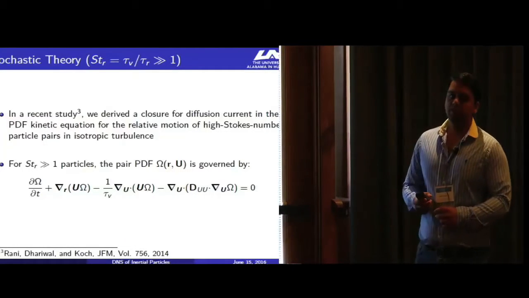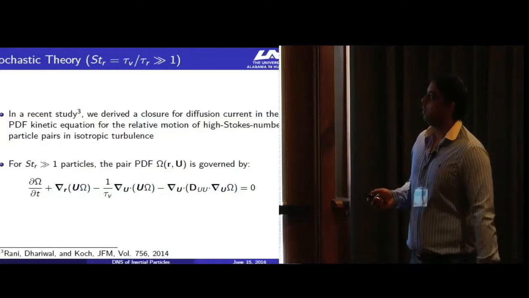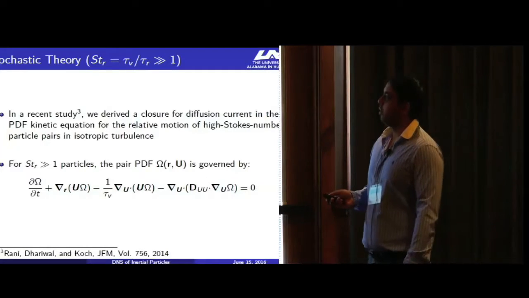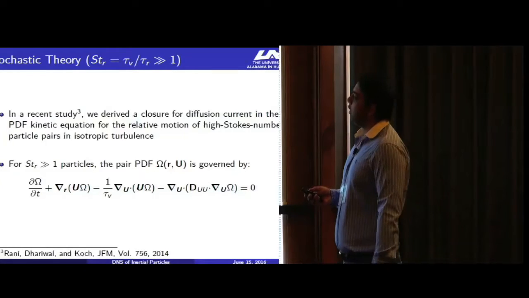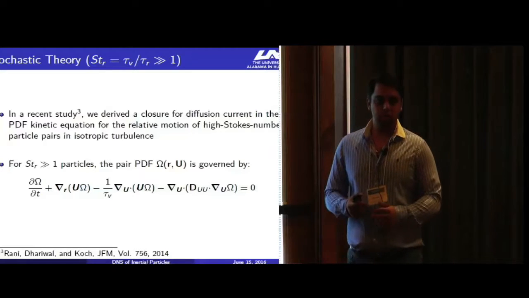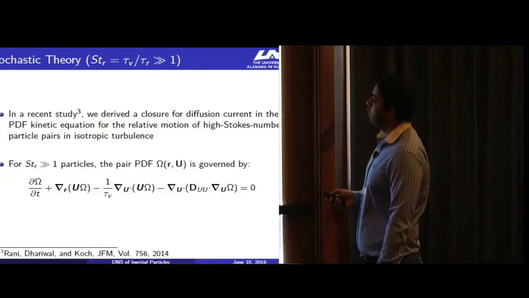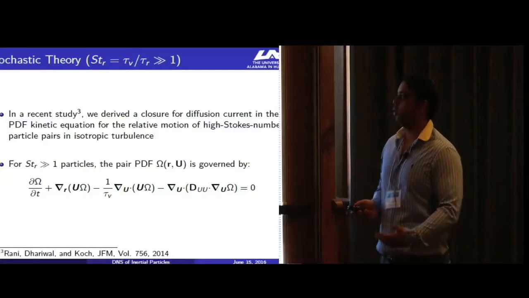In a recent study, we derived a closure form for the diffusion current in the PDF transport equation for the relative motion of high Stokes number particles, which is given by this. This is the PDF transport equation, omega of r comma u, where r is the pair separation and u is the pair relative velocity, and D_uu is the unclosed diffusivity tensor for which we derived an analytical closure form.